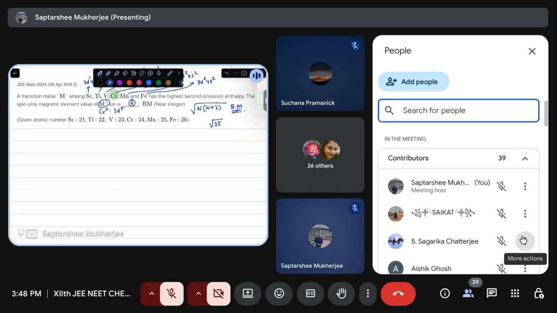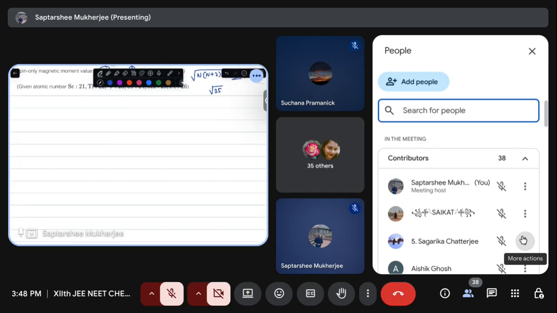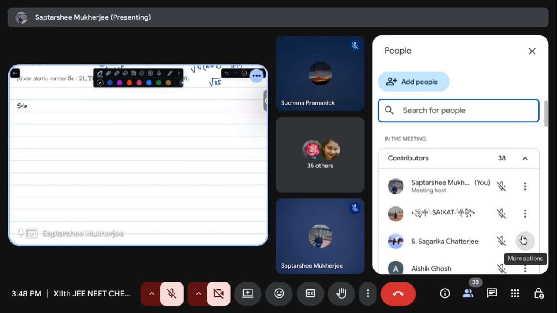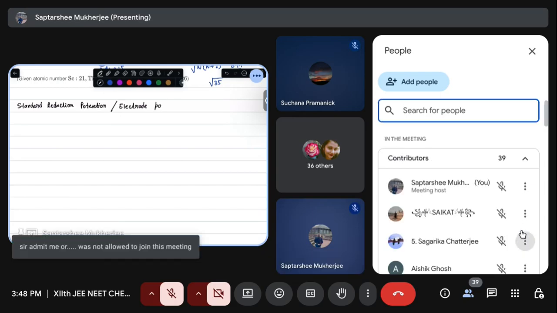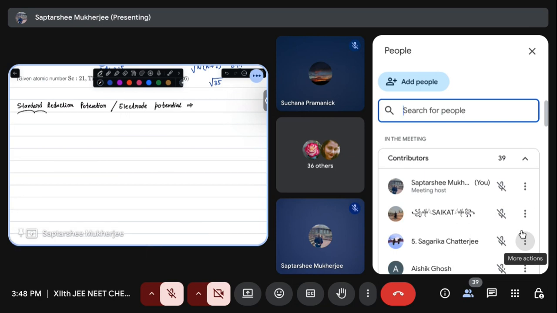Okay, now we are going to get into the part of standard reduction potential or electrode potential. E naught M2 plus M.